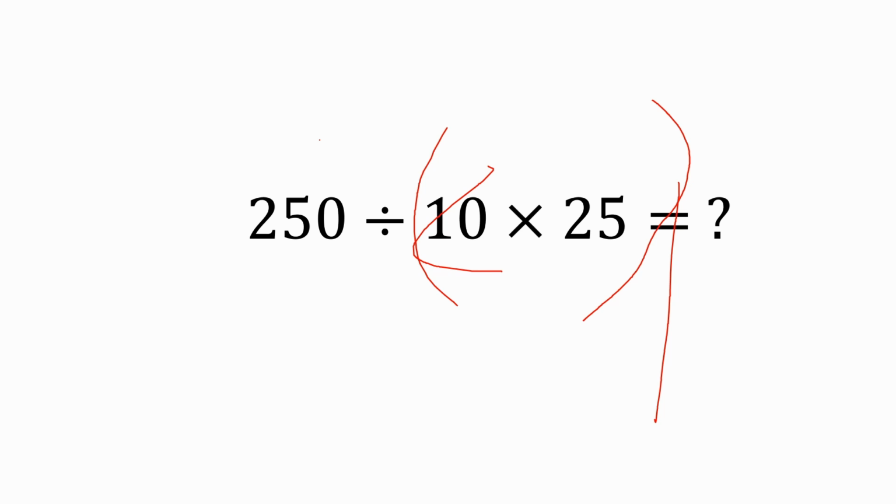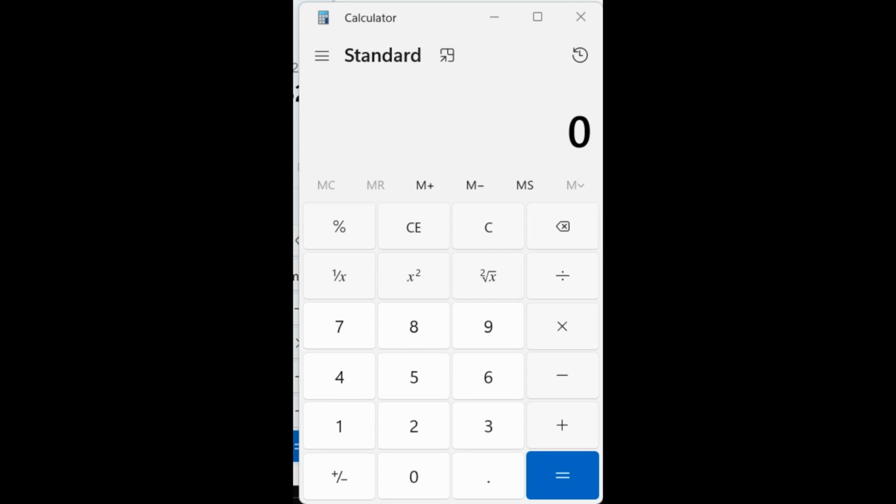Now we're going to move on and show you that standard mode calculator on a Windows computer. All right, so here I've shown you a picture of the scientific mode calculator. Let's do the standard mode. So if I start typing 250 divided by 10, and then I want to say times 25, you're actually going to see here that you do get the right answer.